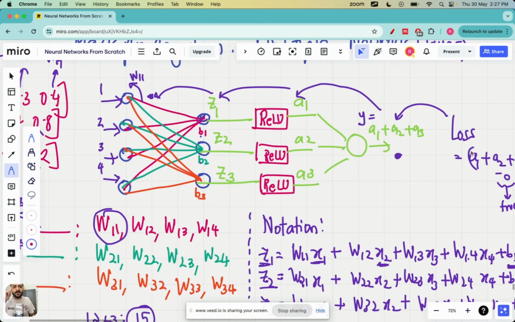So if you want to find the gradient of loss with respect to W11, visually you should be able to see that it will be the product of four terms. The partial derivative of loss with respect to y multiplied by the partial derivative of y with respect to a1, multiplied by the partial derivative of a1 with respect to z1, and multiplied by the partial derivative of z1 with respect to w11. That's why it's called back propagation.